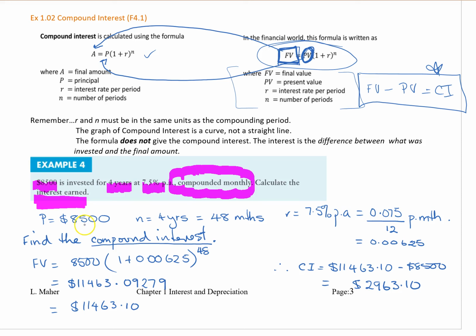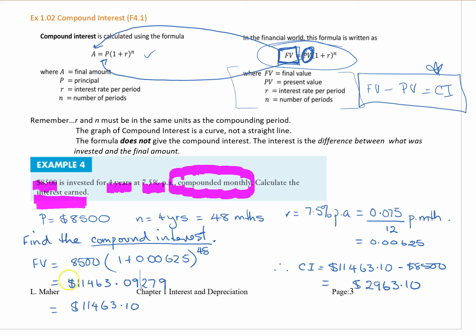We invested 8,500, and now our account is up to 11,463. Why is there so much more money in there? Because it earned interest, and that interest is called the compound interest. Please make sure you round it to some sensible amount. When we're talking in money, it makes sense to cut it off at 2dp because we do keep track of the cents, unless we're advised otherwise in a question.